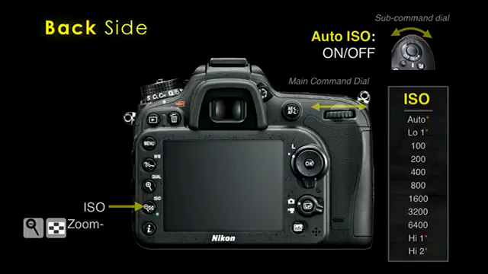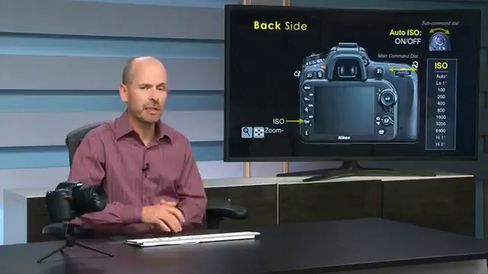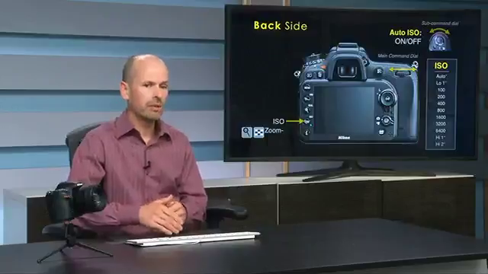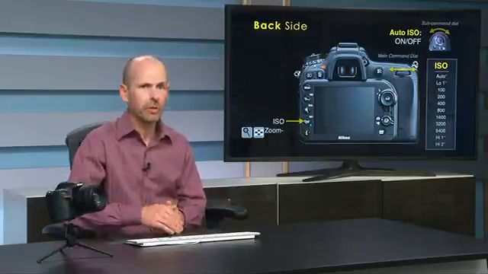Now, one of the things that you can also do in ISO is you can limit in auto ISO how high up it goes, and you can also dictate what shutter speeds you'll let the camera go down to before it starts changing the ISO. So for anyone who really wants to customize auto ISO, you'll see more in just a second.